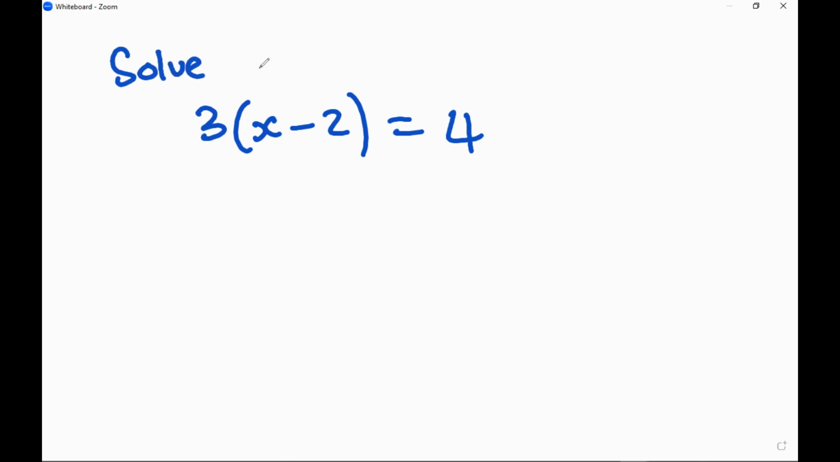All right, we'll start off today with a quick question. Let's suppose, if you can see that shared screen over there, I've got 3 multiplied by x minus 2, and it's equal to 4. Can you solve for x? Type your answer in the chat.